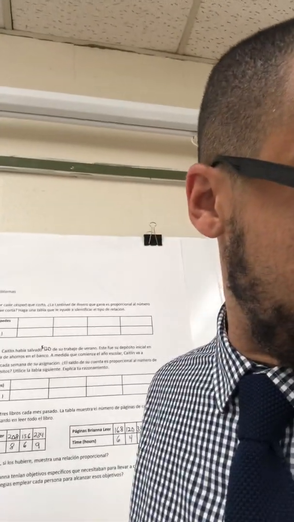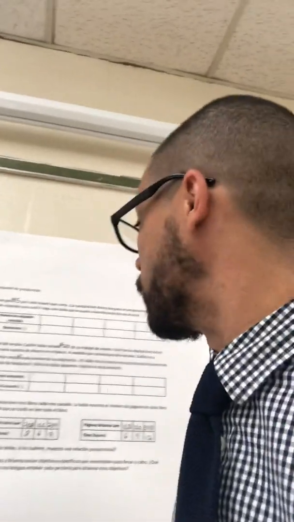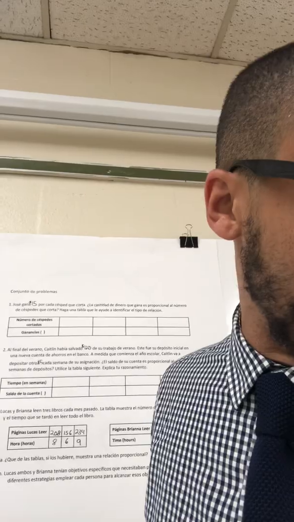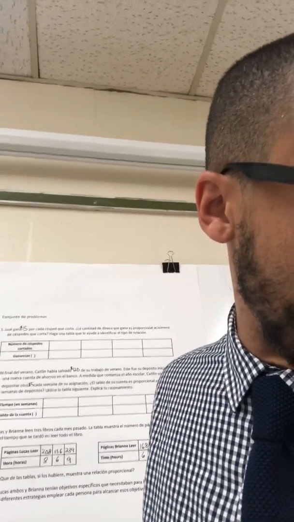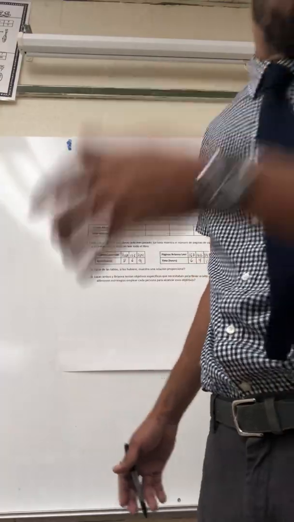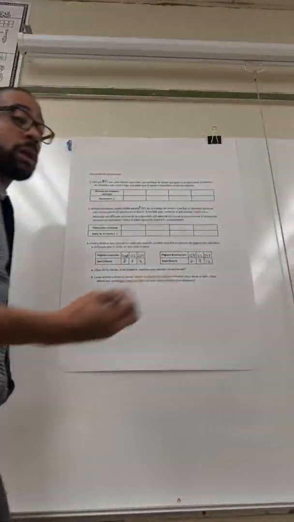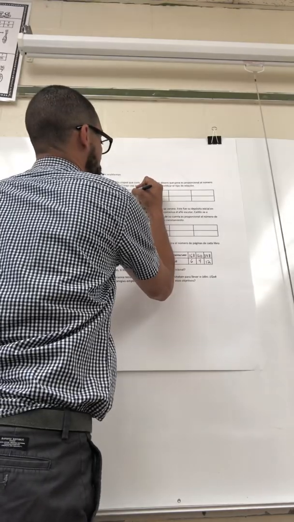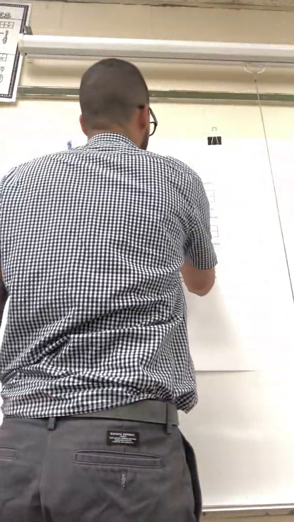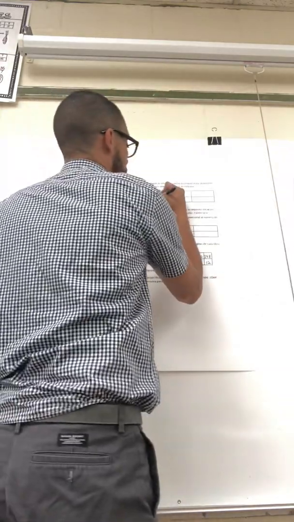All right, so this first problem tells us Joseph earns $15 for every lawn he mows. Is the money he earns proportional to the number of lawns he mows? So he mows a lawn, he gets $15. Now this first row is the number of lawns he mows. If he mows 0 lawns, he earns $0. Then if he mows 1 lawn, he earns $15.